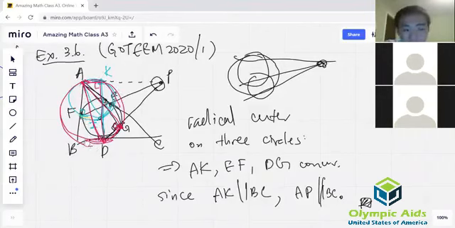If you look at the blue circle and the black circle, they intersect at the points E and F. So the radical axis is line EF. If you look at the black circle and the red circle, they intersect at D and G. So the radical axis is the line DG. If you look at the blue circle and the red circle, they intersect at A and K. So their radical axis is the line AK. So you know that EF, DG, and AK concur, which tells you this dotted line is actually a full line. And since AK is parallel to BC because of these right angles, you know that AP is also parallel to BC since P lies on it. So that's why.